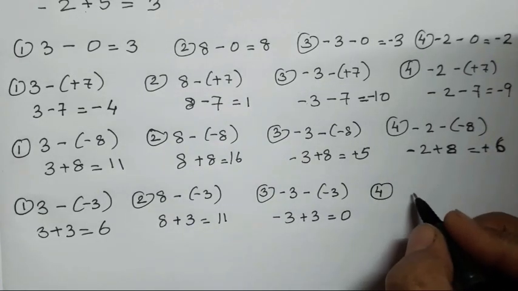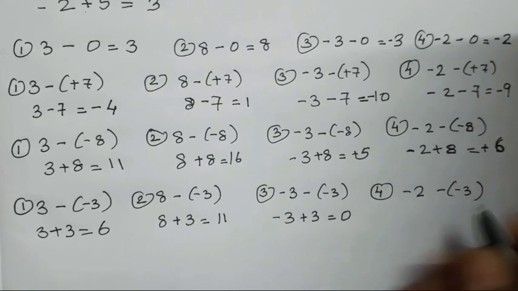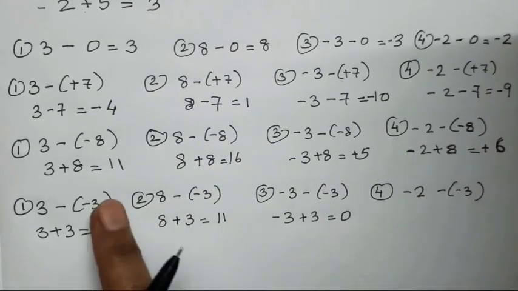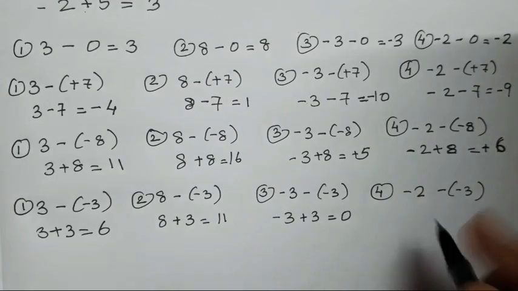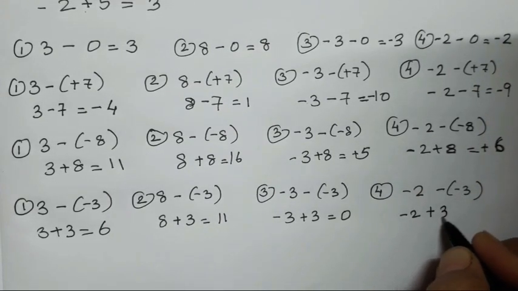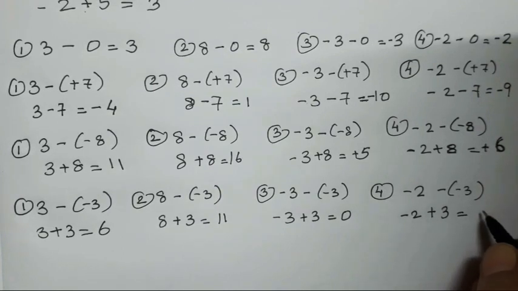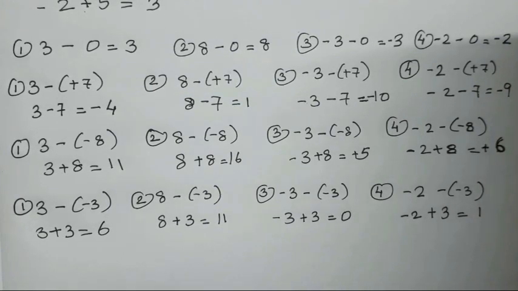Fourth one is minus 2 minus 3. Always remember, when there is a sign for the integers, always write a bracket. Minus 2 as it is, minus and minus plus 3, plus and minus. So 3 minus 2 is going to be 1, sign of the bigger number. I hope this exercise is clear to everyone.